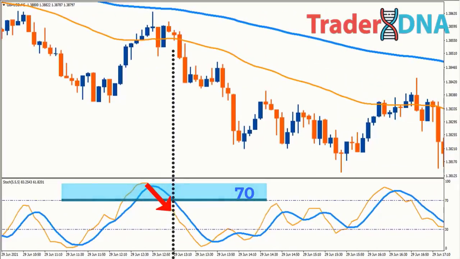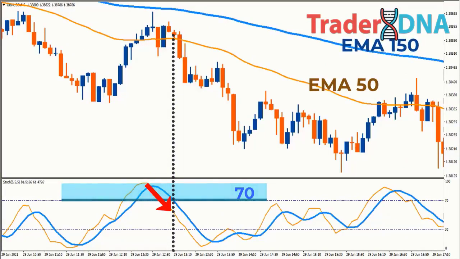Another sell indicator is if the 50 EMA or orange line goes across the blue line of the 150 EMA to the downside. This indicates that there is selling pressure in the market. For a short trade, you should place your stop loss 2 pips above the resistance.